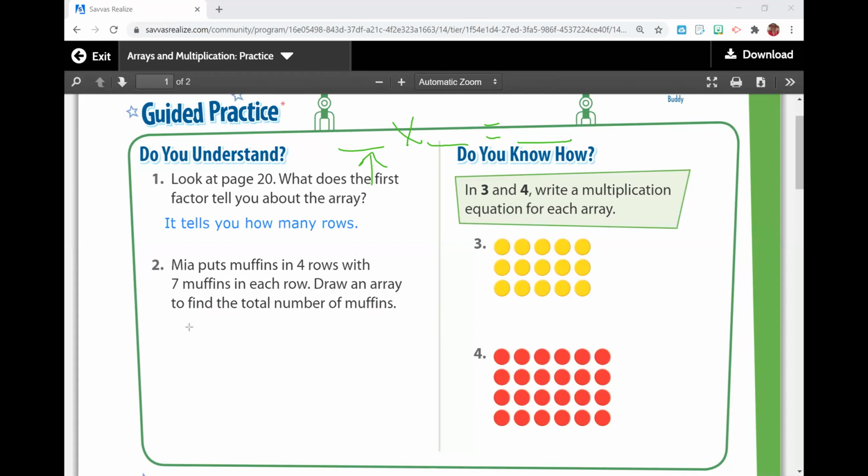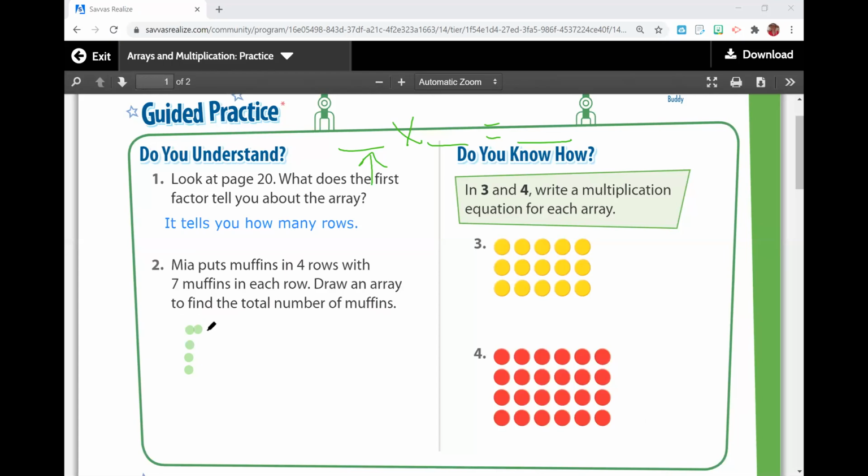So she has 4 rows. 1, 2, 3, 4. And there are 7 in each one of those rows. So I need to make sure there's 7.